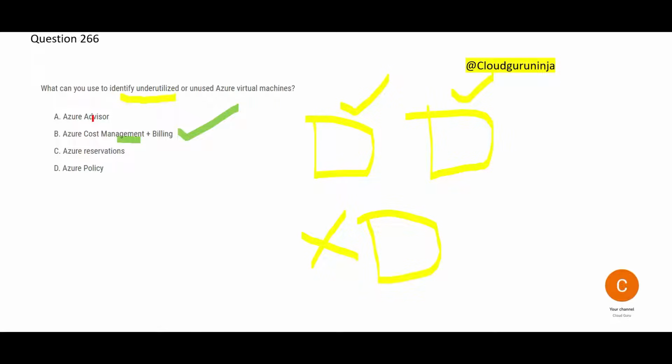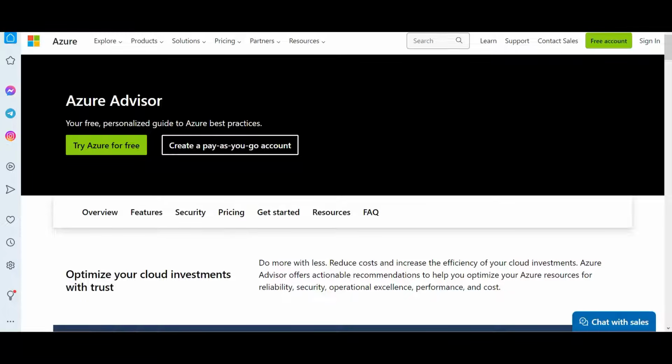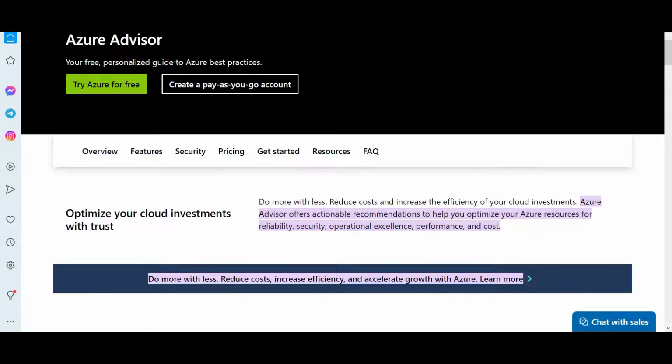Now, if you look at services like Advisor, this is just like your best practice. It is a religious book, consider it as that. It says what is best practice. Now, whether you want to follow it or not is your prerogative. So does it give me advice to save my cost? Yes, it gives you advice. It will tell you if you follow this path.